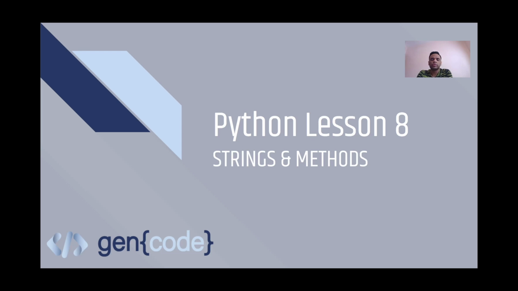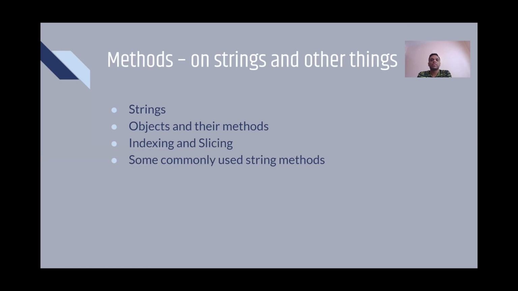So lesson 8, we're talking about strings and methods. Let's get into the presentation. So what are methods? They act almost like functions. It's like a command or a function. They tell a string what to do. In this one, we're going to talk about strings, objects and methods. We're going to be talking about indexing and slicing a string. I think we talked about that in lesson 3, but we'll do a little recap on that in this one. And we're also going to be talking about some of the commonly used string methods as well.